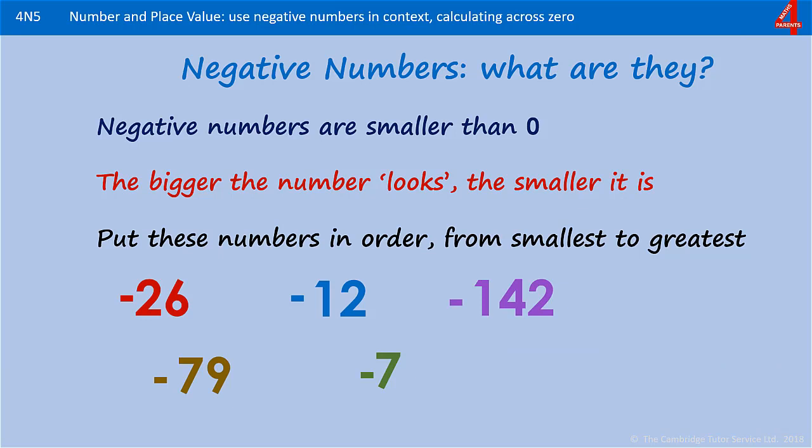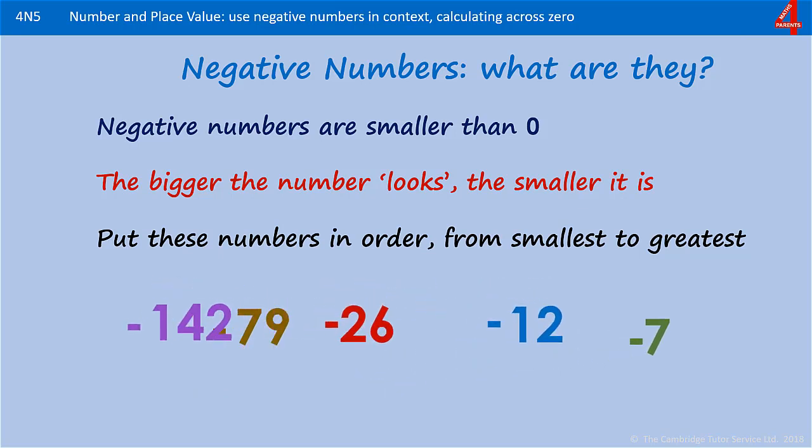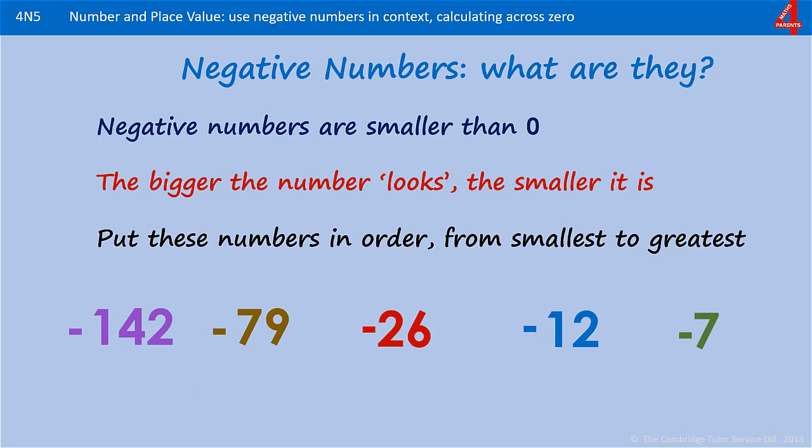Here are some negative numbers for you to order. Put these negative numbers in order from smallest to greatest. Pause the video, have a go. And if you remember that with negative numbers, the ones that look bigger are actually smaller, you will have them in this order. Minus 142, minus 79, minus 26, minus 12, and minus 7 is the biggest.